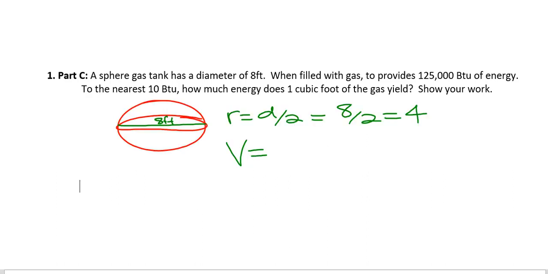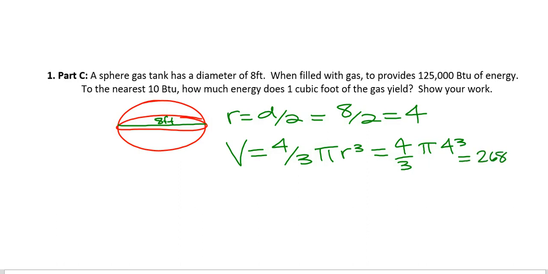The volume of a sphere is 4/3 pi r cubed. So we're going to go ahead and populate this formula. That's going to be 4/3 pi, and our radius is 4, so that's going to be 4 cubed. When we do this, we get 268.08 feet cubed. And we need to definitely multiply by pi here, because if we don't, we won't be able to finish the problem. And we're talking about density, because that's what this problem is.